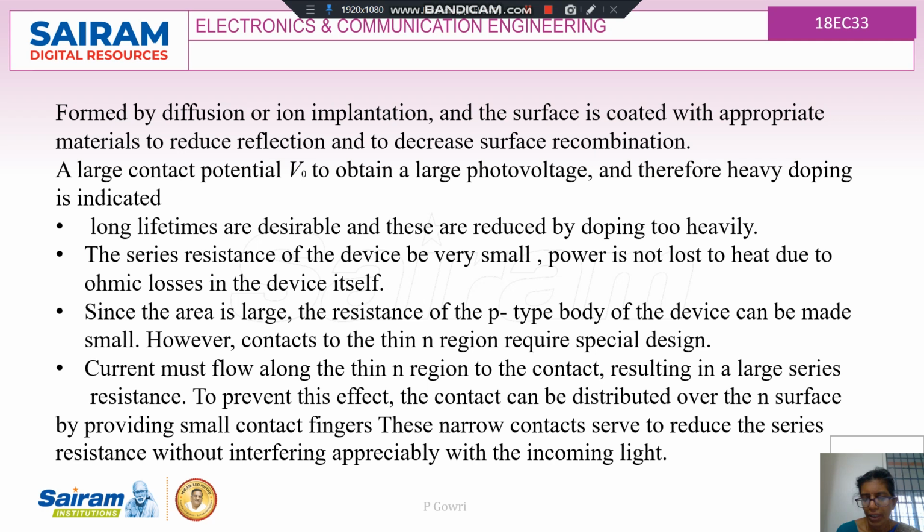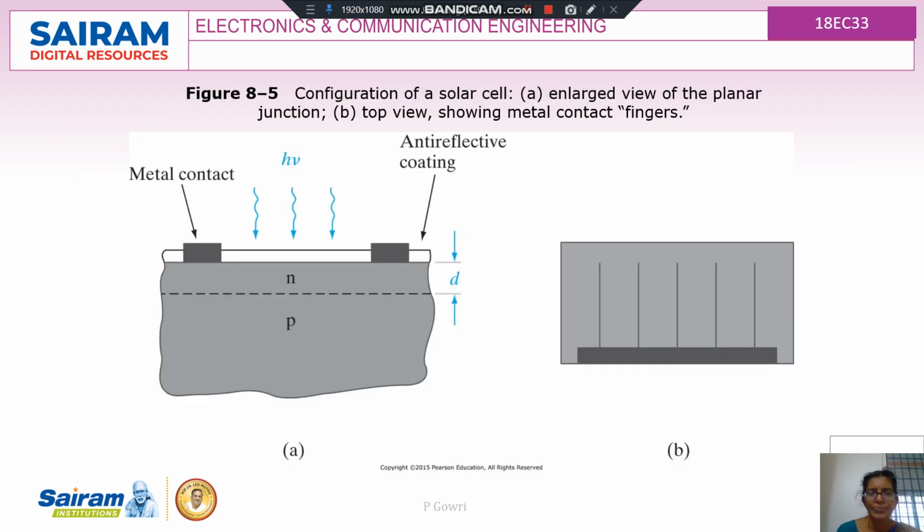To prevent this effect, the contact can be distributed over the end surface by providing small contact fingers. This narrow contact serves to reduce the series resistance without interfering appreciably with the incoming light. So in this diagram, we can see that this is the device fabricated. The P region depth also plays an important role, and this is the D.